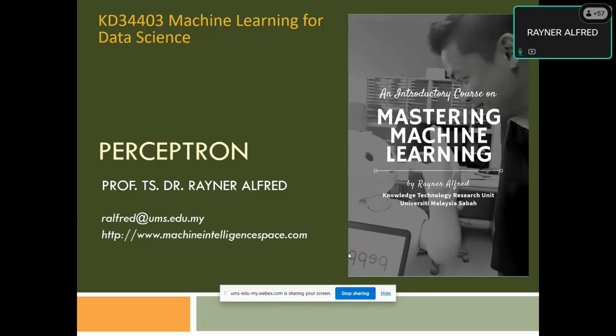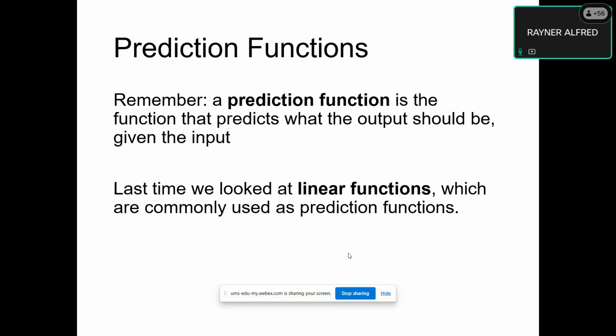So perceptron is one of the variants of neural network. They possess one of the simplest neural network architectures. So perceptron is used for prediction. If you recall, the prediction function is the function that predicts what the output should be given the input. So this is during the training where we provide the input and also the sample output.